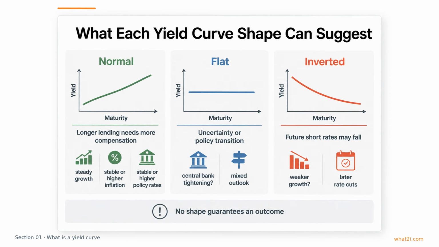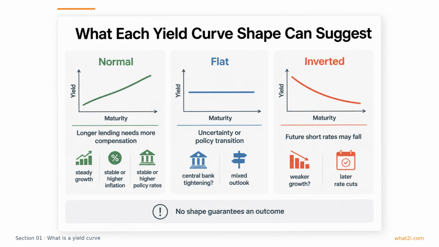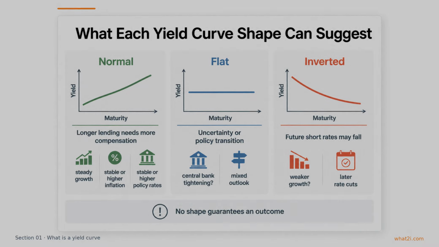A flat curve can signal uncertainty, or a transition in policy and economic expectations. An inverted curve often suggests the market thinks future short-term rates will be lower than current short-term rates, which can happen when growth is expected to weaken. But it is important not to overstate any one shape. The curve offers clues, not guarantees.